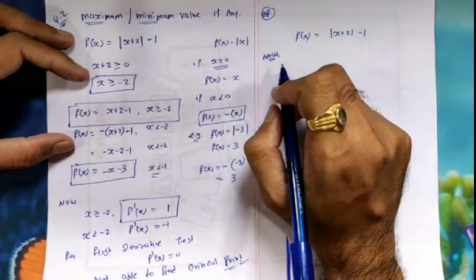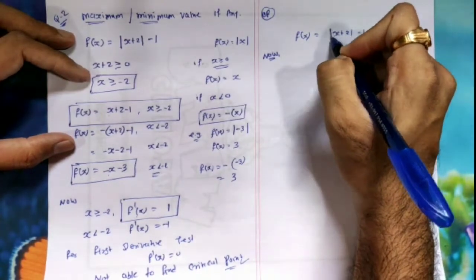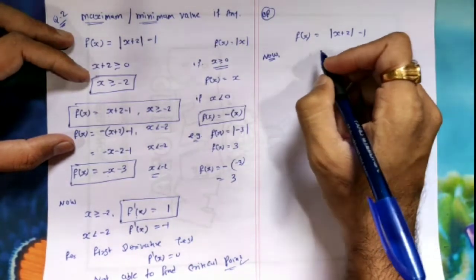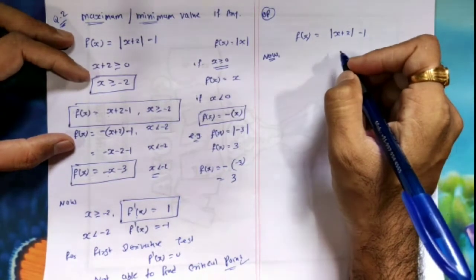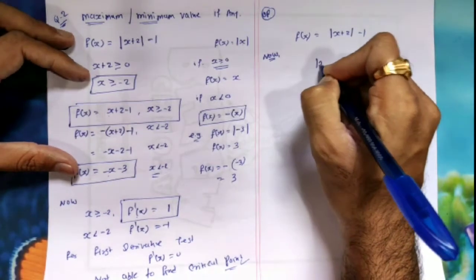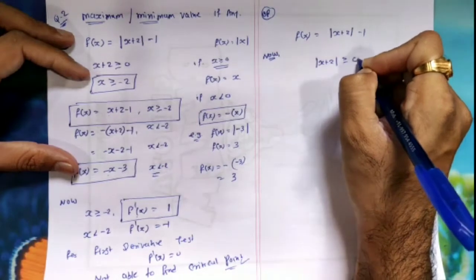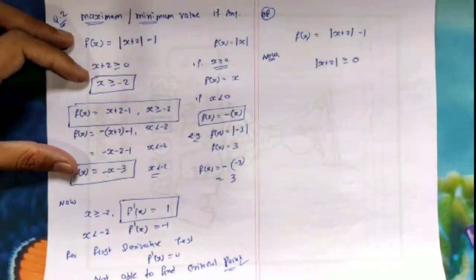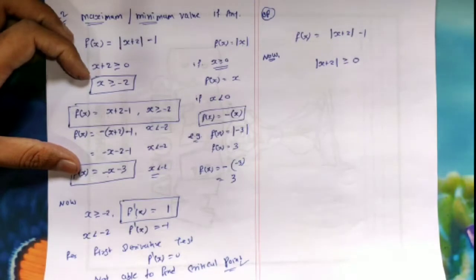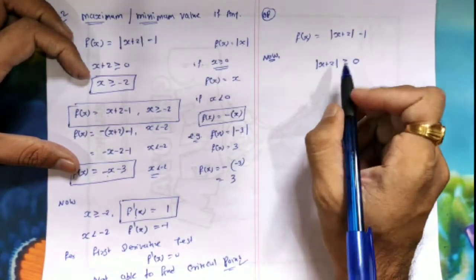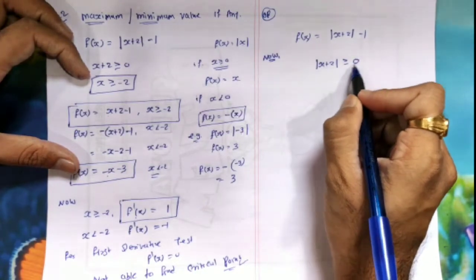from this function we can say that this is the modulus function, and the modulus function will always be greater than or equal to 0. Take the modulus of any function, and that modulus will always be greater than or equal to 0. Now we are using inequalities to find the maximum and minimum values. So this is one inequality: mod of x plus 2 is greater than or equal to 0.